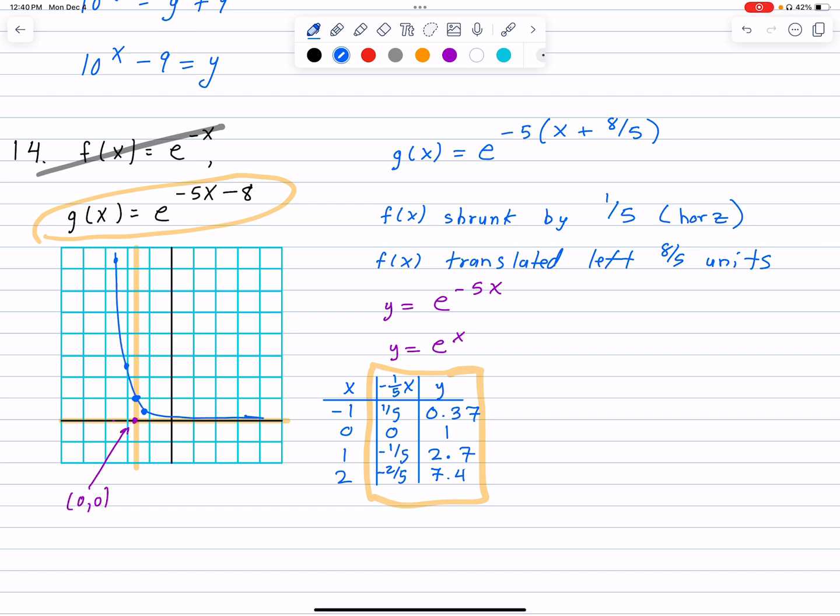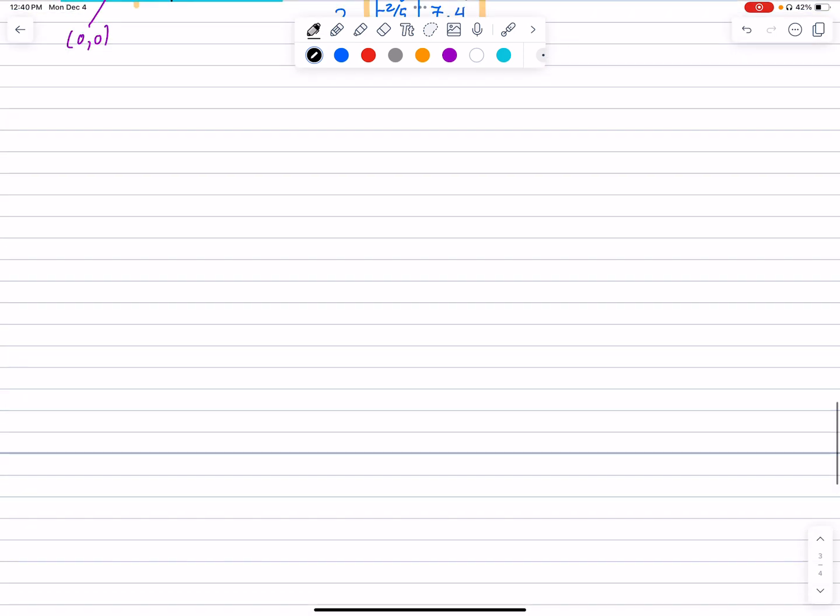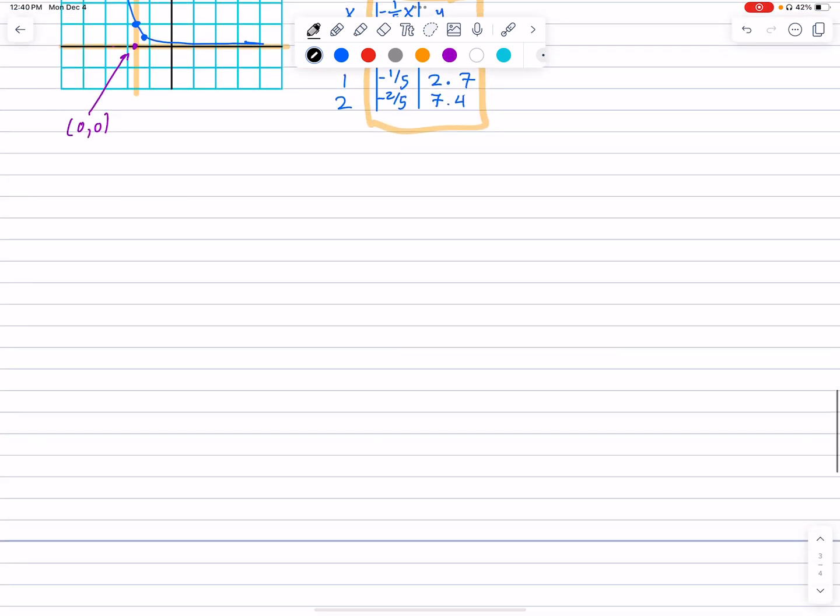Okay? Again, it's going to hug that horizontal asymptote. Not great, but that's fine. Let's keep on going. Let's do number 15. I'm going to see if I can fit 15 right here. I believe I can. So 15.